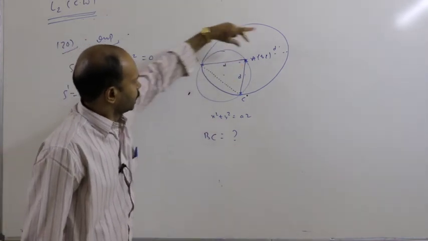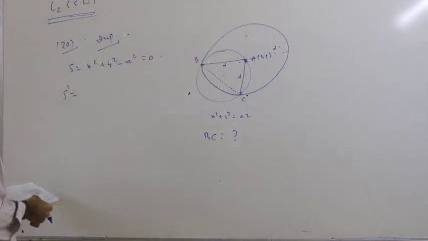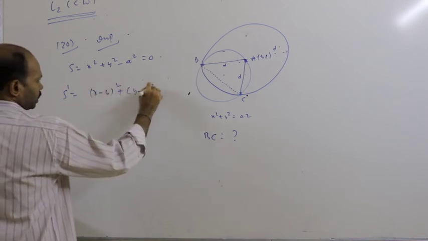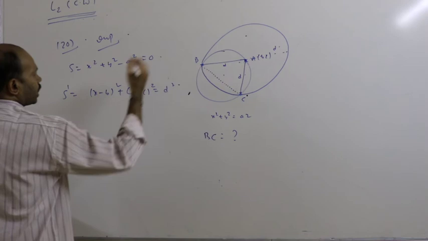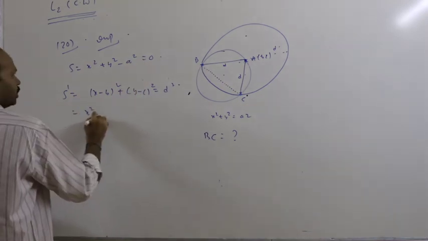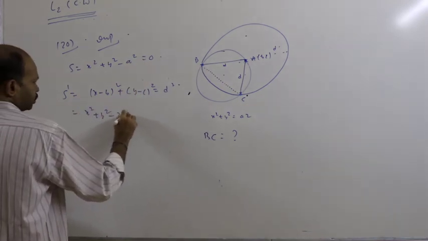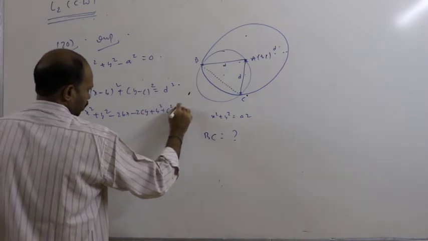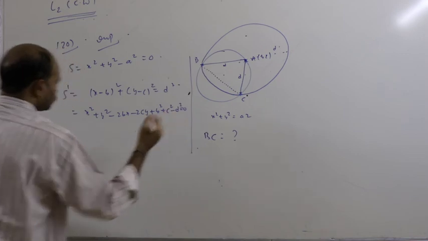D is the radius. So the equation of S dash is (x minus b) whole square plus (y minus c) whole square is d square. Let us simplify. x square plus y square minus 2bx minus 2cy plus b square plus c square minus d square is 0.